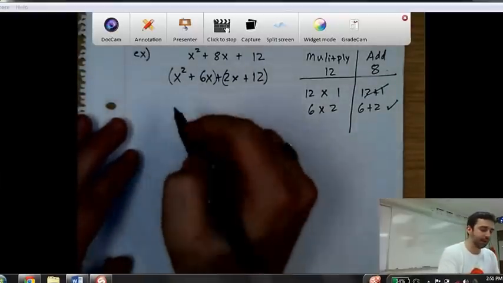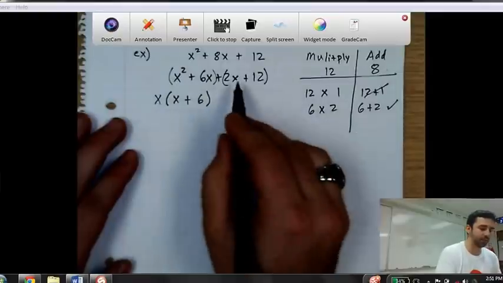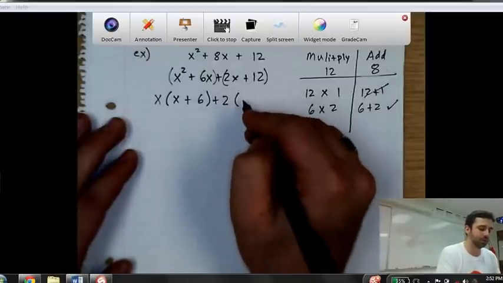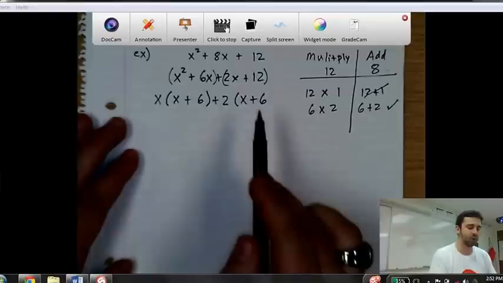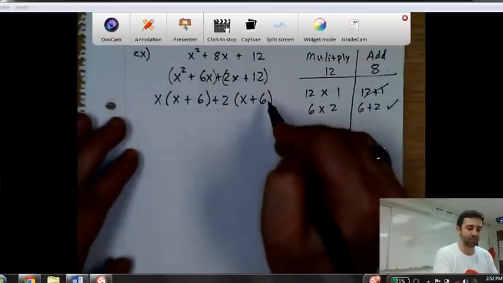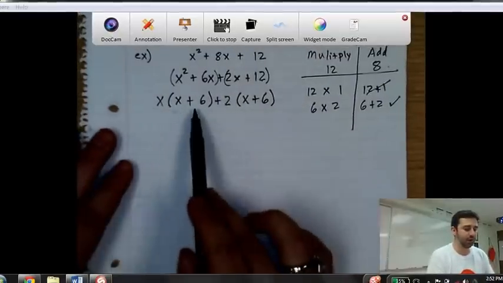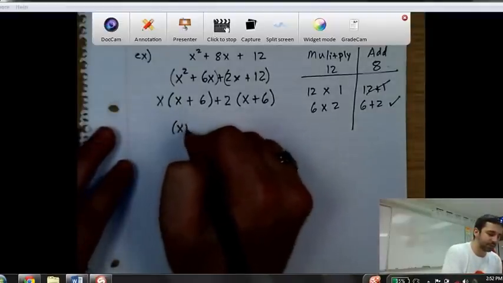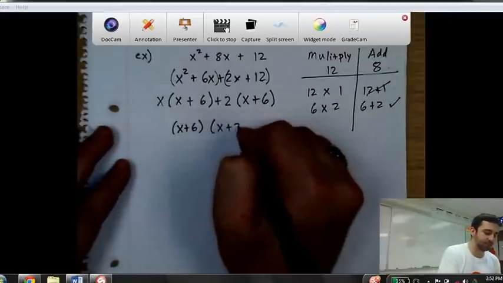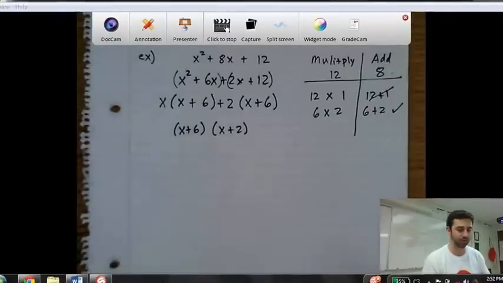Here I'm going to pull out an x, which leaves me with x plus 6. And in the second grouping I'm going to pull out the greatest common factor of 2, which leaves me with x plus 6. When you pull out the greatest common factor, you're dividing each term in that group by that factor, which is how I'm left with x plus 6 for the second grouping. Now you'll notice for our whole expression, x plus 6 is a common factor that you can pull out, and then what's left behind for each term is x plus 2. And then we get our factored solution, or factored form of our expression.